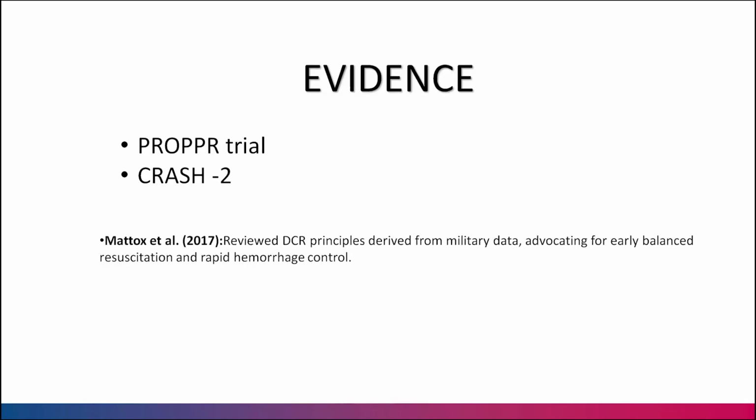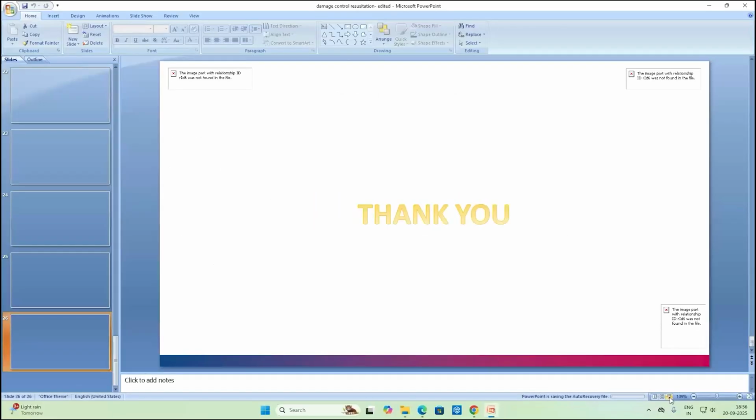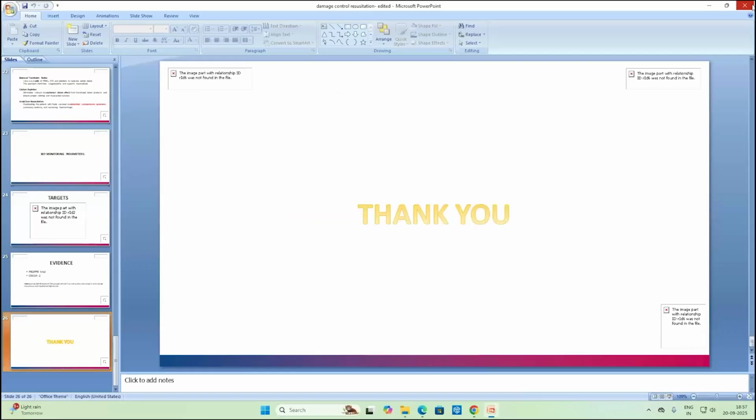Coming to what is the evidence for damage control resuscitation? There's one trial by Mattox et al. in 2017, in which they looked at patients with military wounds. They said early balanced resuscitation and rapid hemorrhage control had better outcomes. So this is majorly where we have the data from, that is your military backgrounds. That's about your damage control resuscitation. So you can write the same targets which I mentioned in trauma-induced coagulopathy for damage control resuscitation.